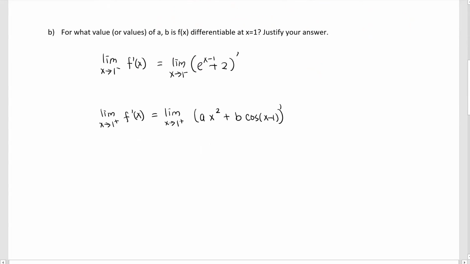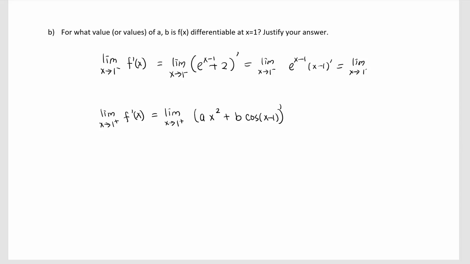Okay, let's see what that is. So the first one, we take the derivative. e to the x minus 1 derivative is e to the x minus 1 times x minus 1 prime, which is 1. And let me write it down. Derivative of 2 is 0. So this is the same as e to the x minus 1. And when we plug in 1, we get e to the 0, which is 1.